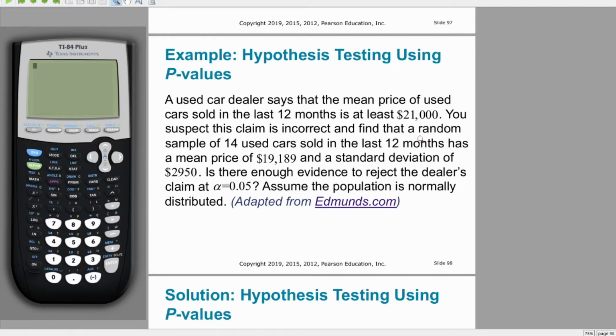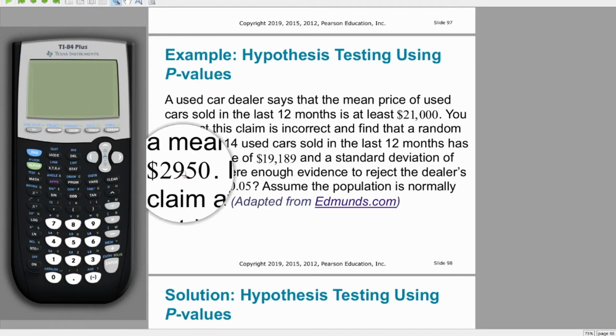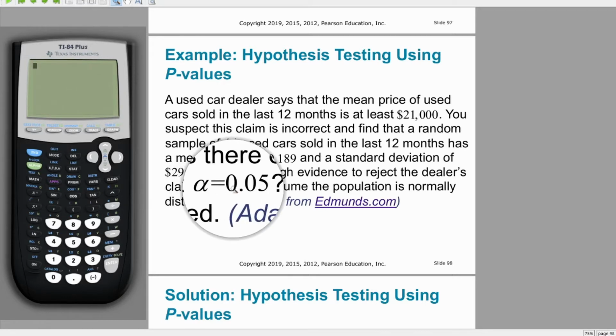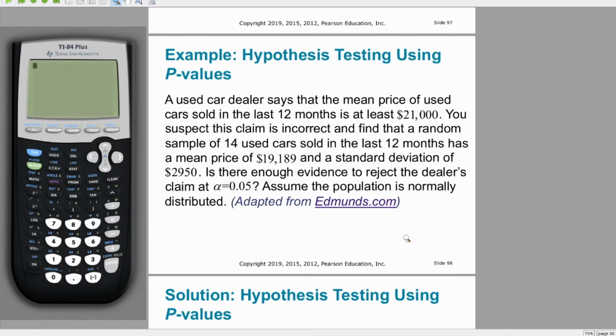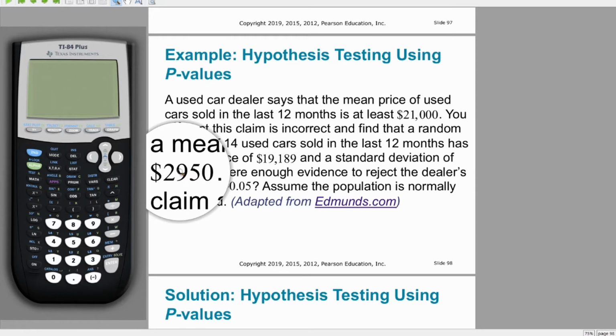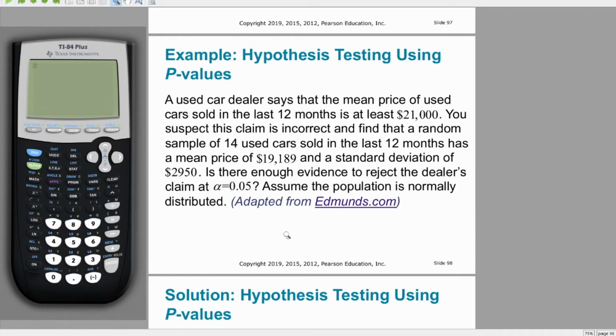But for us, the big things we should pay attention to here are that we're given a sample of 14 used cars that had a mean price of $19,189 and a standard deviation of 2950, where we are going to test this claim for level of significance alpha equals 5%, where we know we're using the t-distribution for this because we are only told information about the sample. We're only given a sample mean, and that 2950 is specifically the standard deviation for those 14 cars. That is an S value, not a sigma.